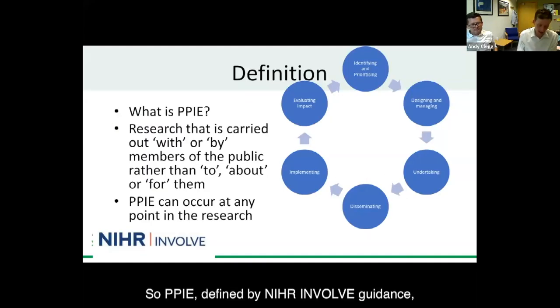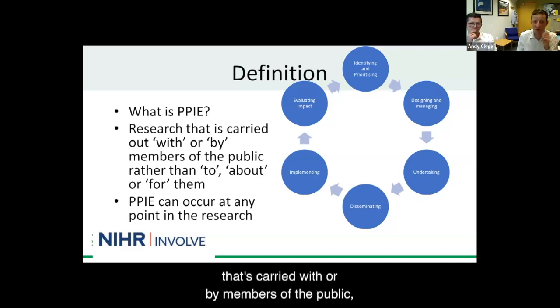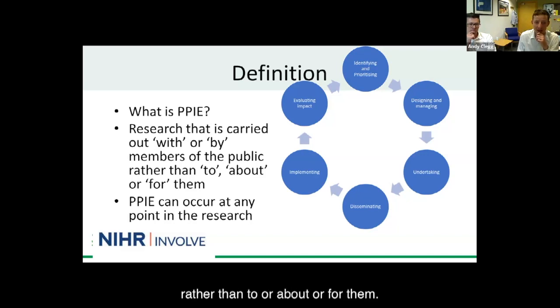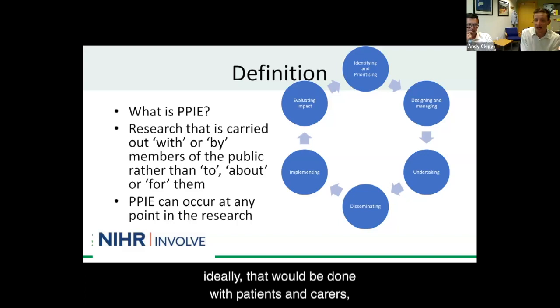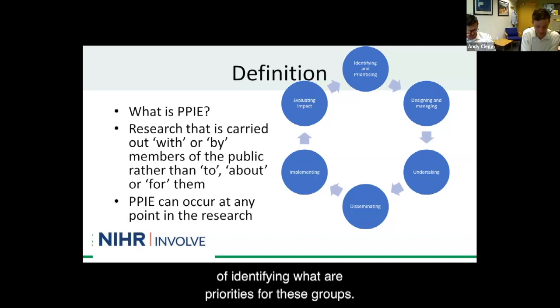So PPI, as defined by NIHR Involve guidance, which I'd strongly commend to you if you've not looked at it already, simply says that it describes research that's carried out with or by members of the public rather than to, about or for them. And it can and should occur at any stage of the research cycle. So in identifying and prioritizing the original research question, ideally that would be done with patients and carers. Or it may refer to, for example, the James Lind Alliance, who've undertaken a process of identifying what the priorities are for these groups.